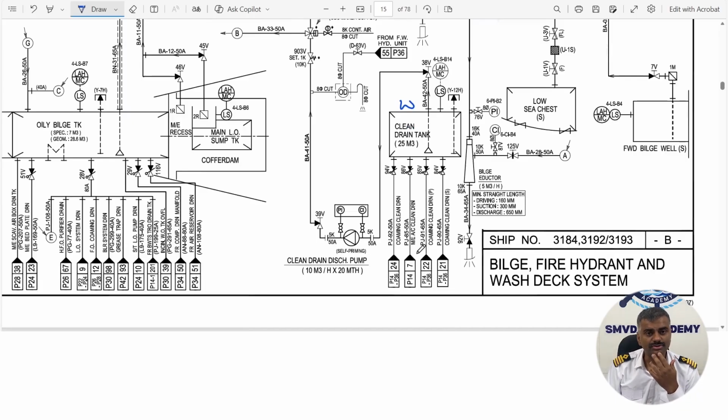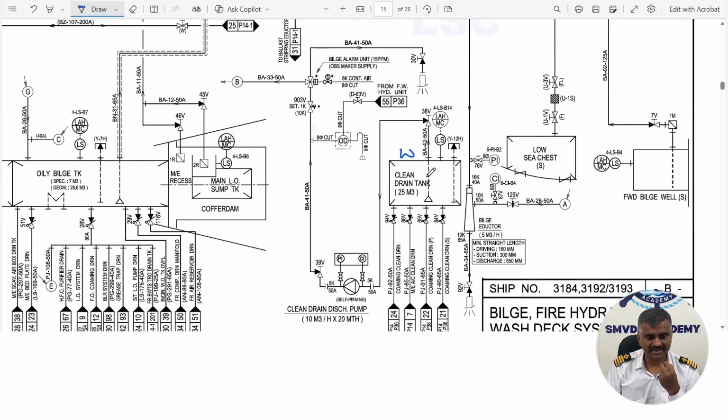It has got contents coming in from areas where oil mixture cannot be coming in, like your clean drain tank combing, air cooler drain tank, clean drain tank combing, board, starboard, these sections. So if you have drains coming into the clean drain tank, which is a 25 meter cube tank, a smaller tank, in that tank there has been provided a special type of pump which is called the clean drain discharge pump.